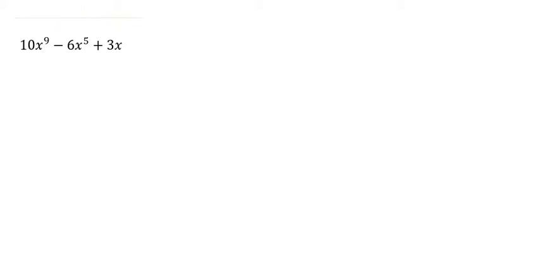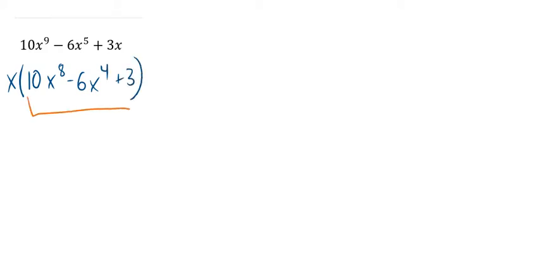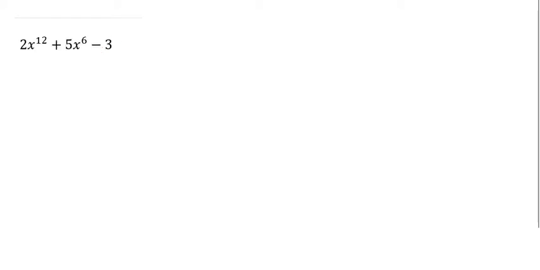But there is a GCF on this one. If I take out a GCF, I get 10x to the 8 minus 6x to the 4 plus 3. Now this piece is in a quadratic-like form because 8 is double 4 and there's a constant at the end. This one is in a quadratic-like form because 12 is double 6 and there's a constant at the end. Okay, I think we can recognize them now.